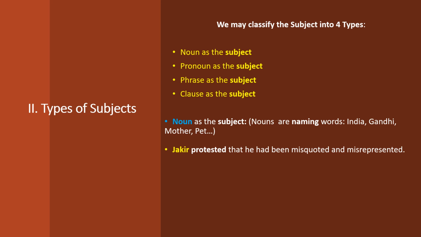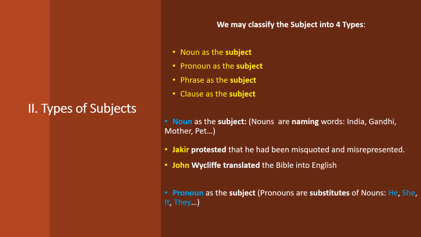Jakir protested that he had been misquoted and misrepresented. In this sentence, Jakir is the subject. John Wycliffe translated the Bible into English. In this sentence, the subject is John. Both Jakir and John are nouns. Nouns are used as the subjects.